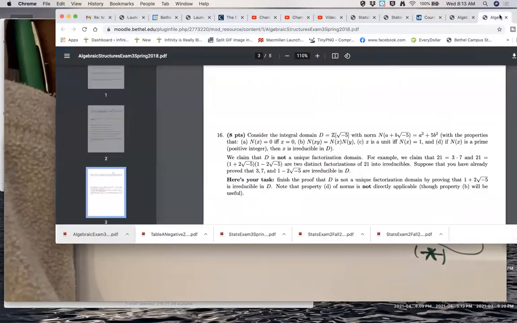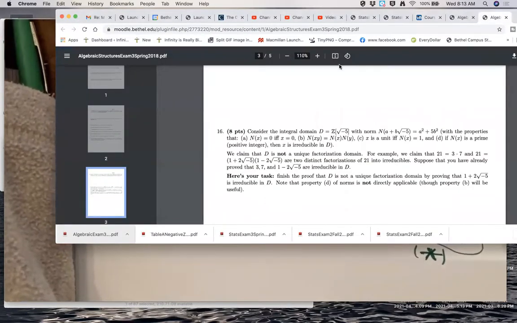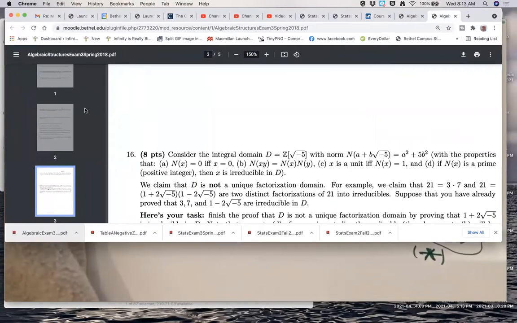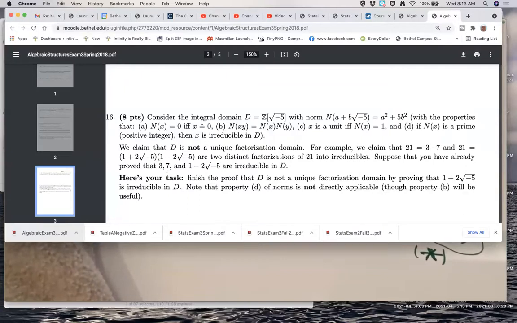With the exam question from 3 years ago, it's the same kind of example here. Same integral domain, actually. Same norm, which has the same properties. Claim it's not a unique factorization domain, which is what the book's example claims as well and proves. Instead of factoring 46 in a couple different ways, I factor 21 in a couple different ways.